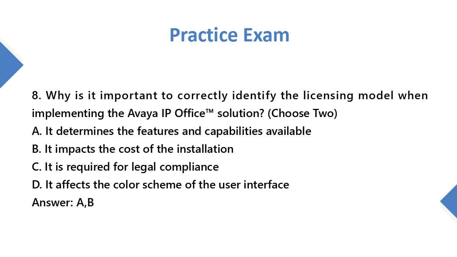8. Why is it important to correctly identify the licensing model when implementing the Avaya IP Office solution? Choose 2. A. It determines the features and capabilities available. B. It impacts the cost of the installation. C. It is required for legal compliance. D. It affects the color scheme of the user interface. Answer: A, B.